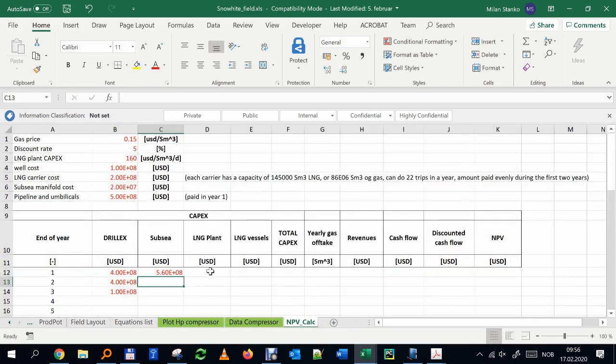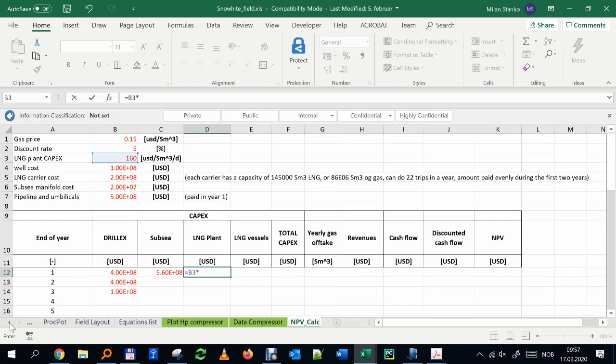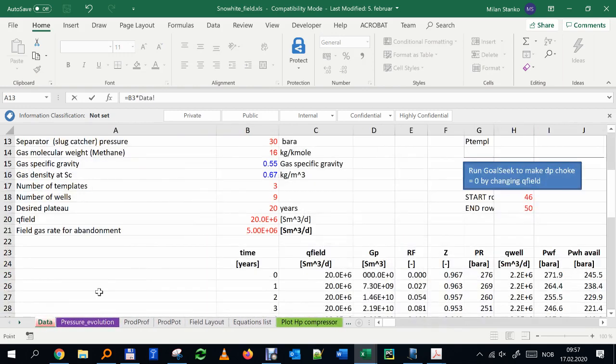Okay. LNG plant. LNG plant is a function of the maximum rate I have. Okay, simply a linear function. So, and I don't know exactly. Let's say we also paid in year 1. So we say LNG plant is this number times the maximum rate, and the maximum rate we were producing was, I think, 20 million, right?